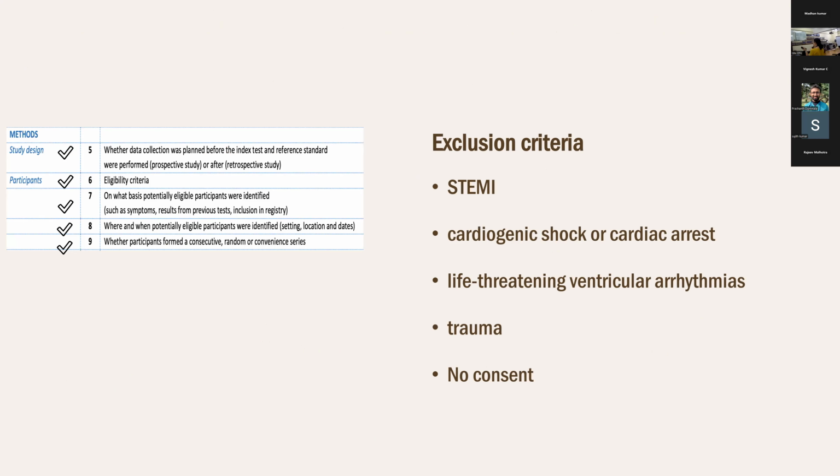So exclusion criteria: they excluded patients who had ST elevation MI. They excluded patients who had cardiogenic shock or cardiac arrest, life-threatening ventricular arrhythmias. There was also trauma, as mentioned, which was initially an exclusion criterion, and no consent. I think this is appropriate because if someone has an ST elevation MI, they automatically would be transferred under cardiology. So it seems to be a reasonable exclusion criterion. And this is the STARD checklist. I'm not going through it, but they had actually fulfilled all of this as well.